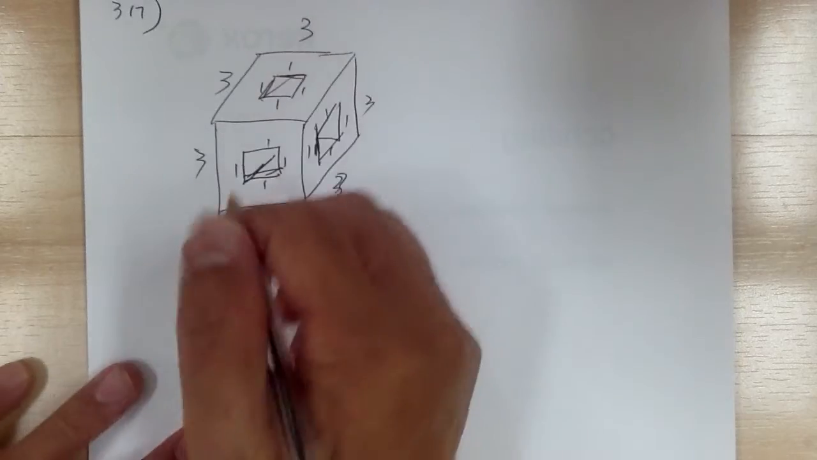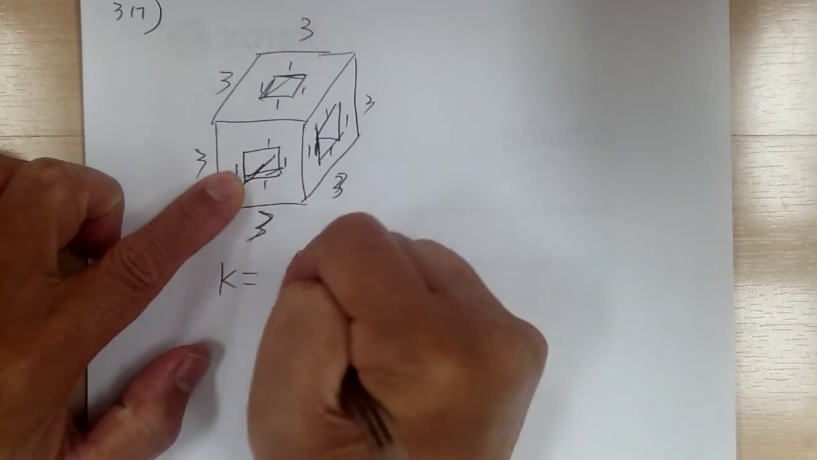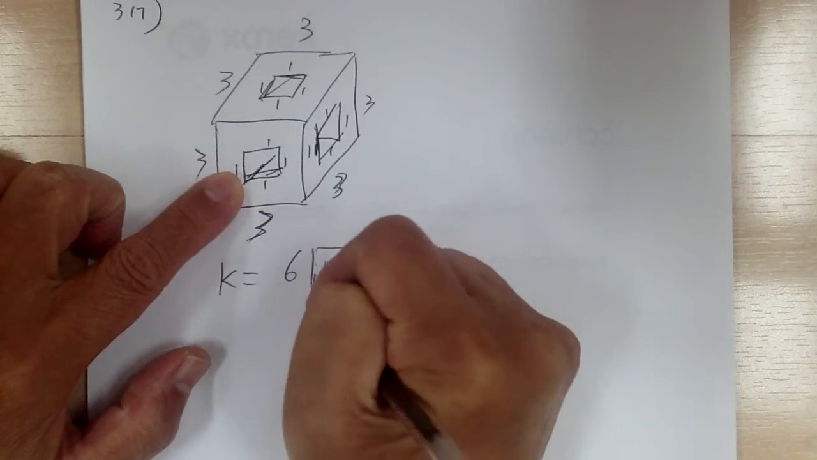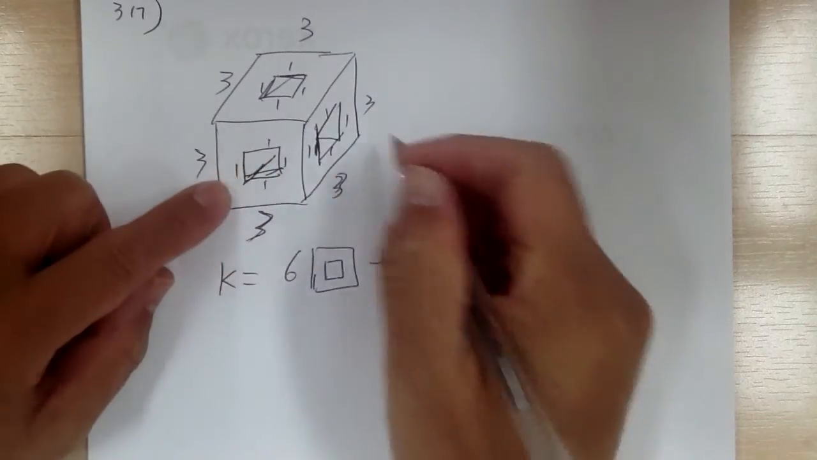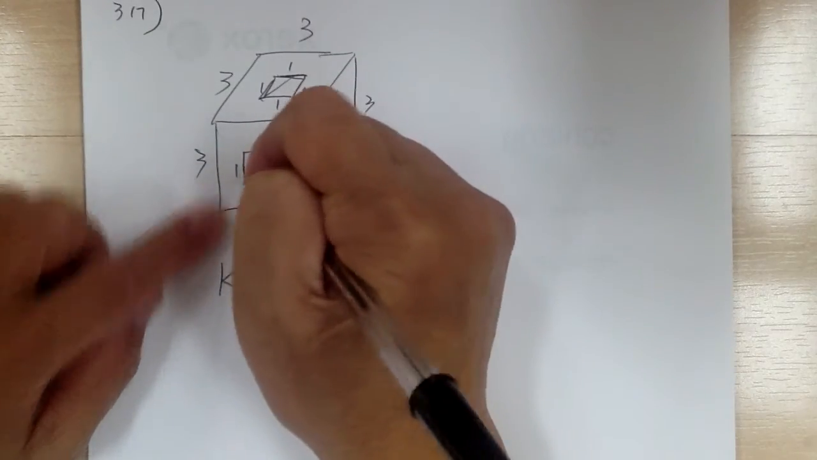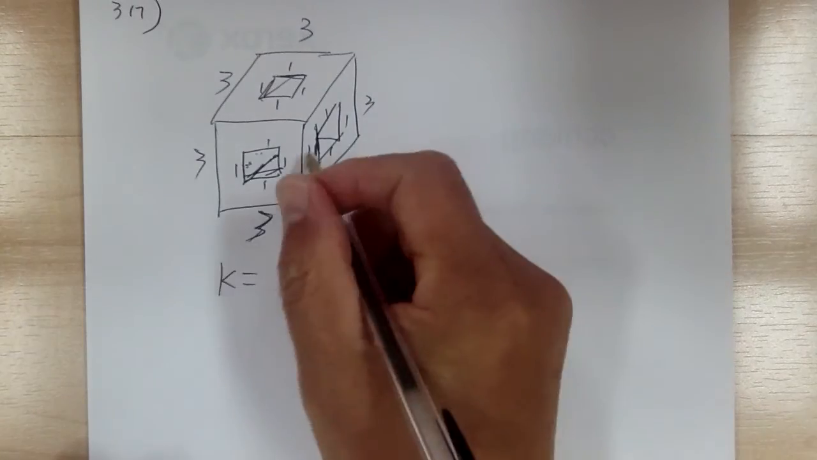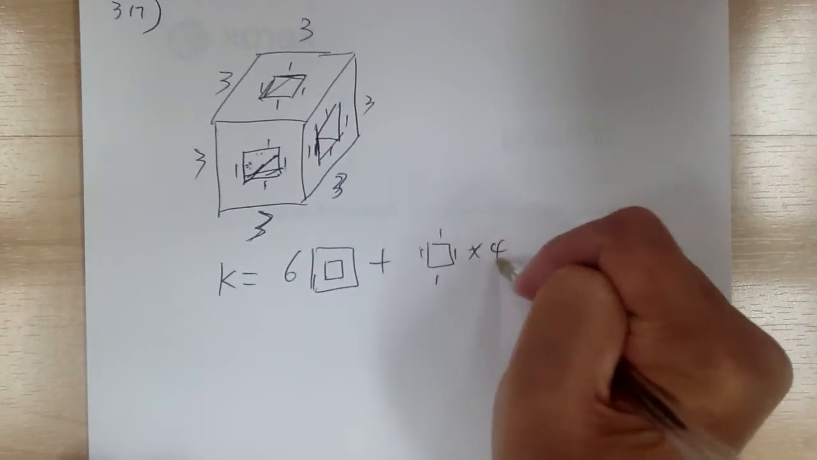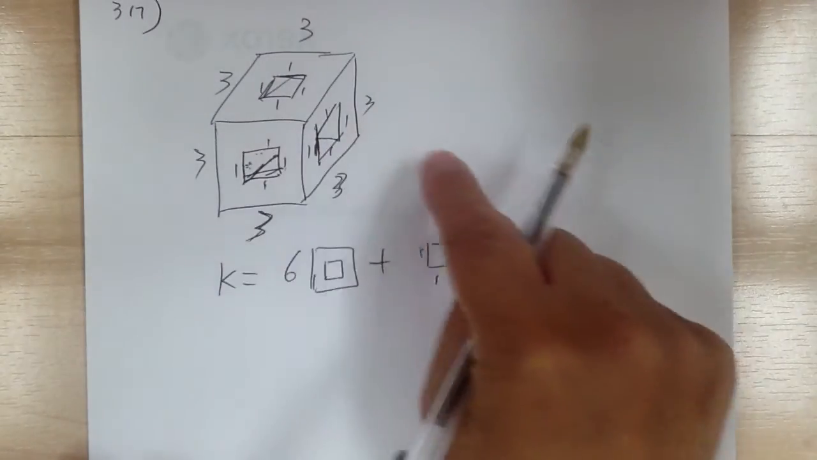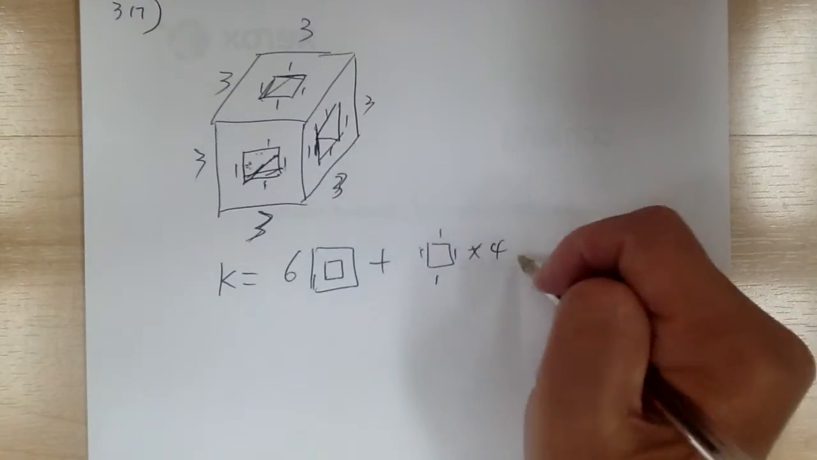So the surface area equals 6 of these on the outside, because there are 6 faces, right? Plus the inside. Each face on the inside, if you take this one, is going to be 1 by 1. Notice there are 4 of them, so you have to times it by 4. Each hole has four faces, and there are 6 sides, so you have to times it by 6.